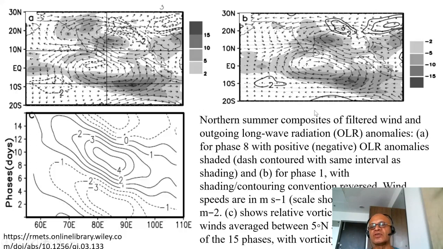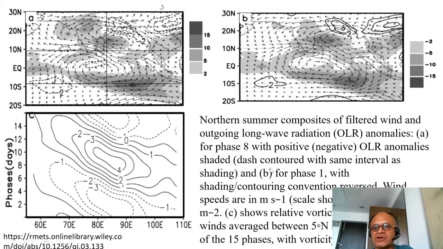So here are the northern summer composites of filtered wind and outgoing longwave radiation. The dark shades here are the positive OLR anomalies, and the contours are negative OLR anomalies. And again, you remember negative anomalies in general are with respect to the seasonal mean, because you're bandpass filtering. That's below the seasonal mean, so you have a convective phase, and you have a non-convective phase when you have OLR that's positive.